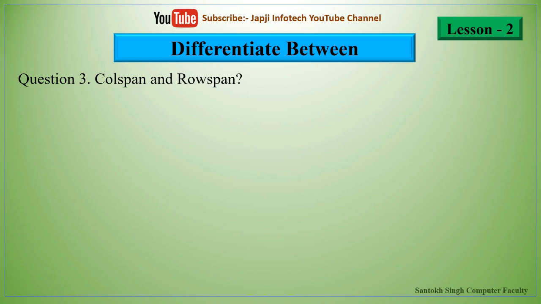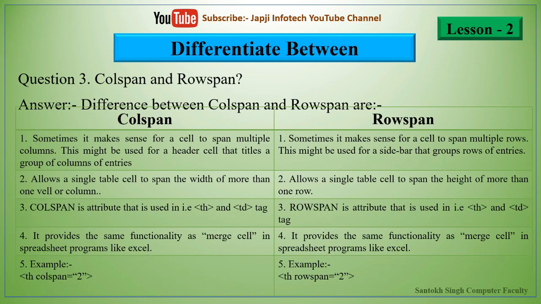So the next question is, differentiate between colspan and rowspan. The first point is, sometimes it makes sense for a cell to span multiple columns. This might be used for a header cell that titles a group of columns of entries. Whereas in rowspan, sometimes it makes sense for a cell to span multiple rows. This might be used for a sidebar that groups rows of entries.